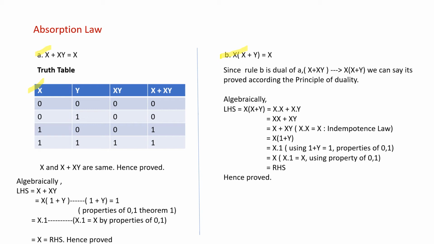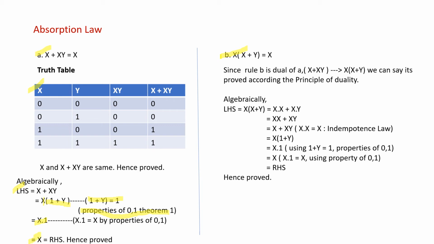Algebraically, if this has to be proved, then we can take the LHS, which is x or x and y, and in the next step we can take the common x outside the bracket. Inside the bracket we get 1 or y, and according to the properties of 0 and 1, which is theorem 1, we know that 1 or y is the same as 1. Replacing that in the expression, we get x, which is nothing but the RHS, and hence this theorem is proved.